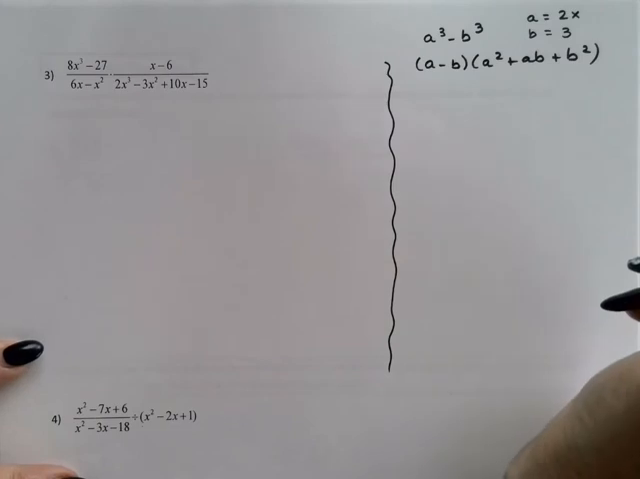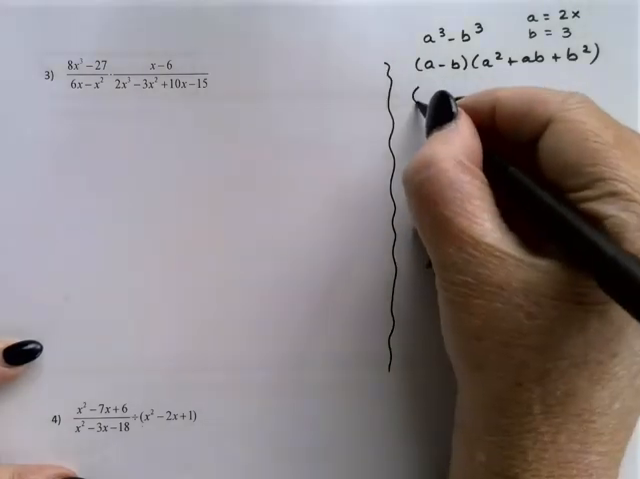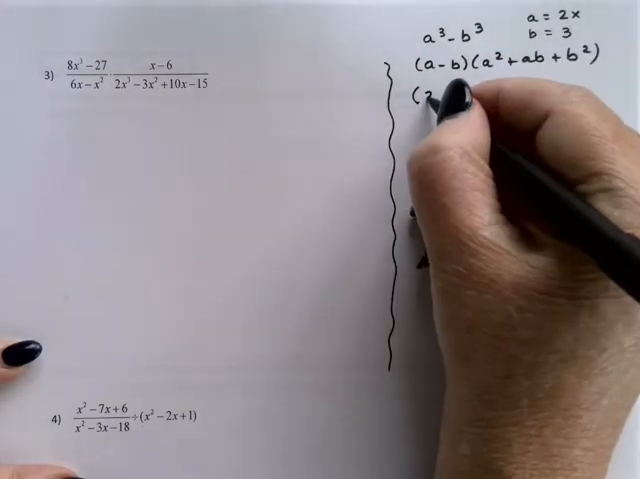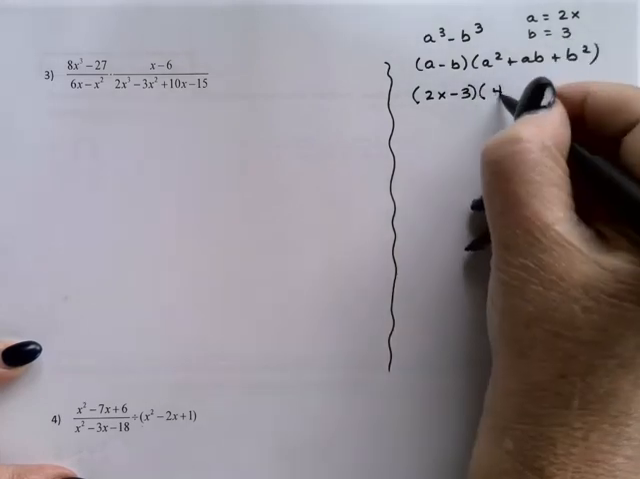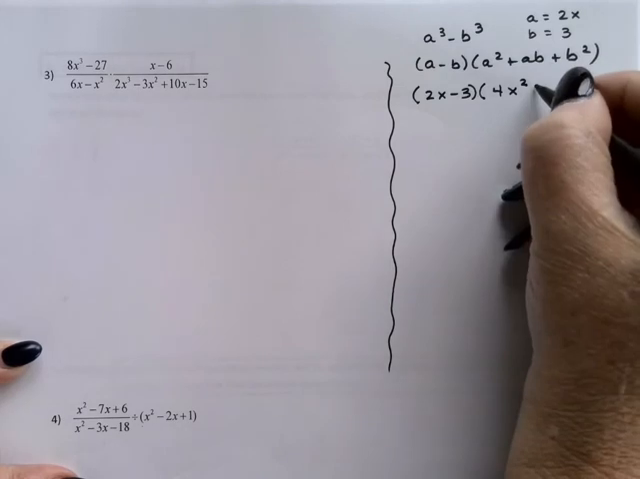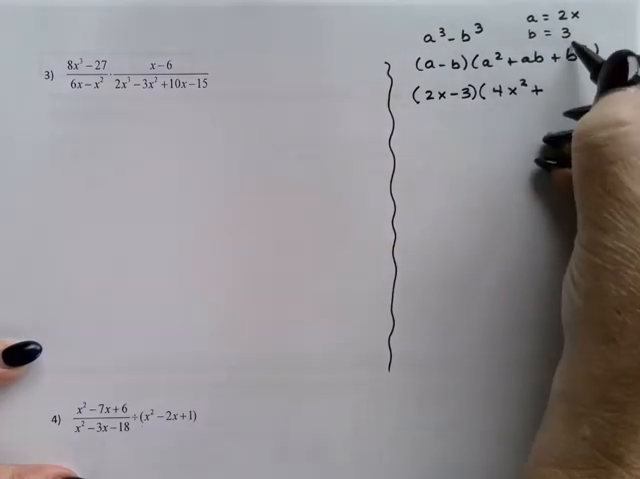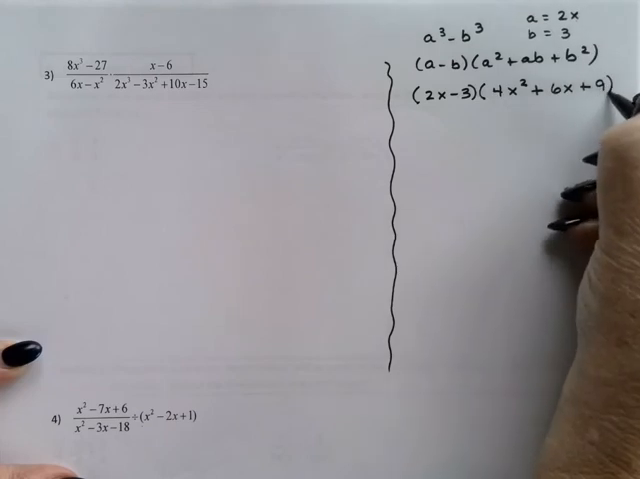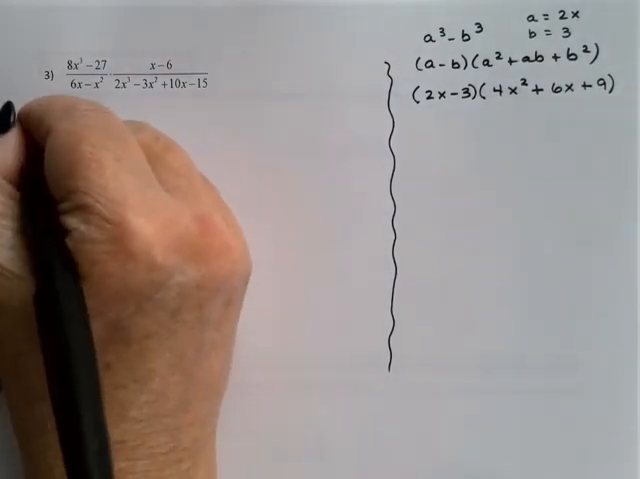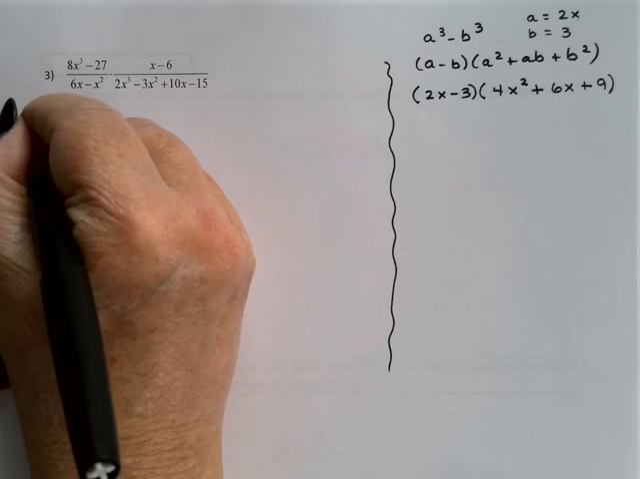So I'm going to end up with a minus b, 2x minus 3. A squared is 4x squared, plus a times b would be 6x, and b squared would be 9. So all of that goes in the numerator of my first fraction.